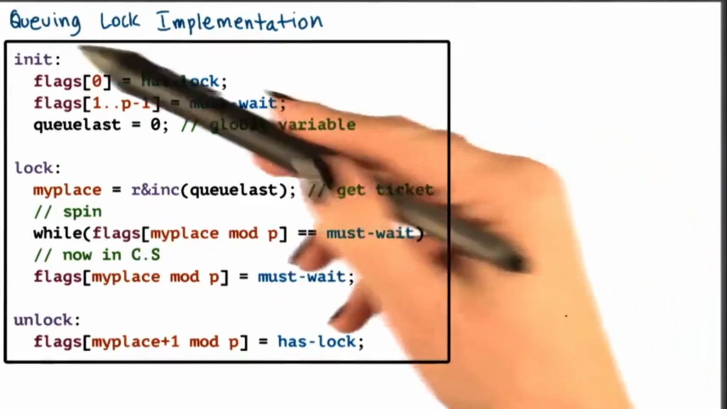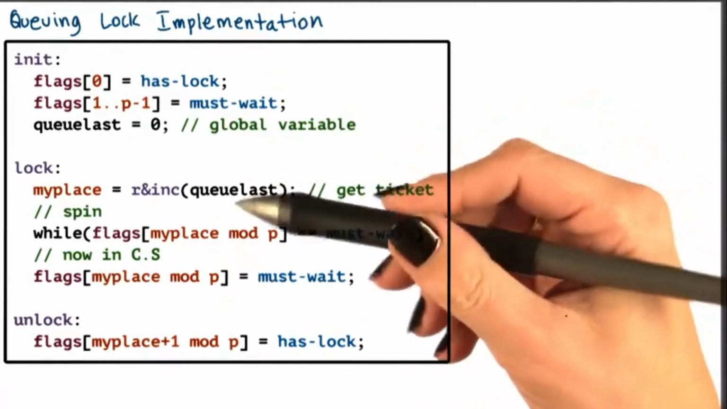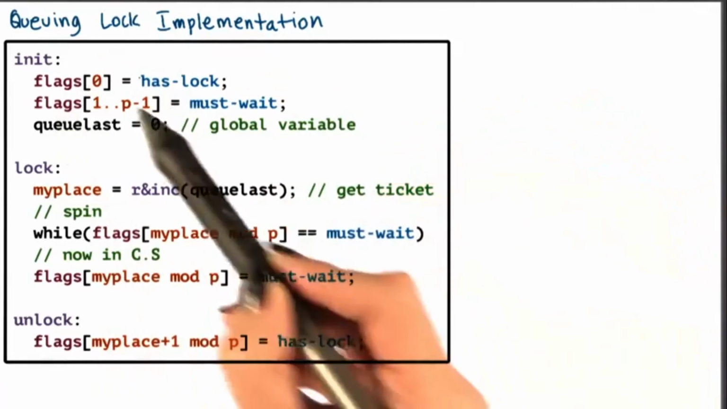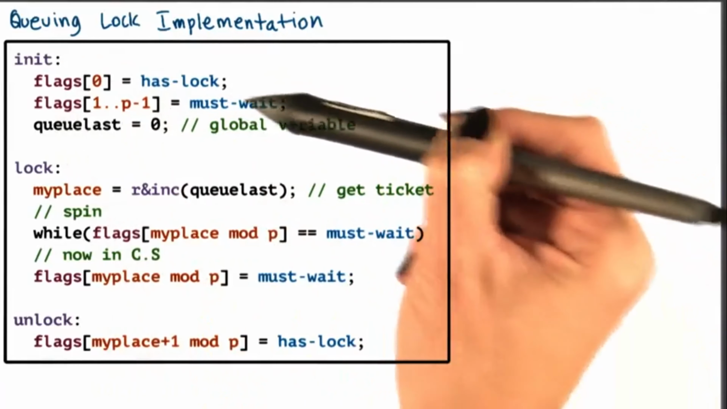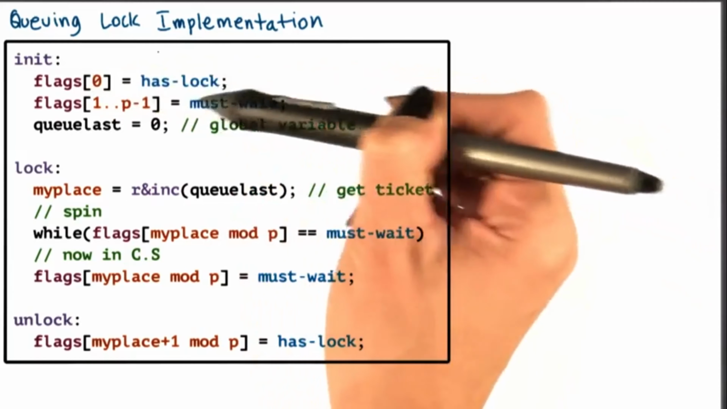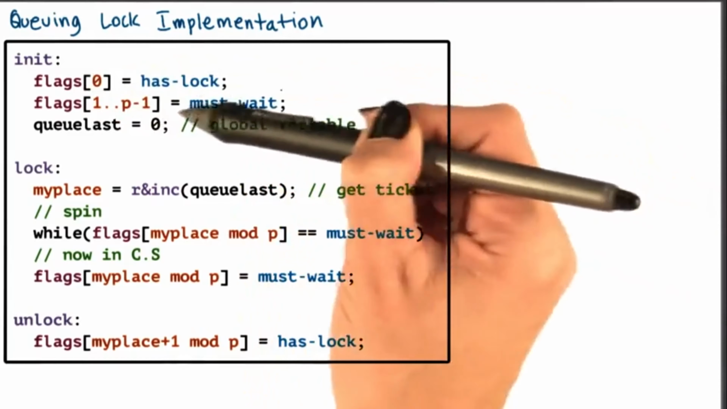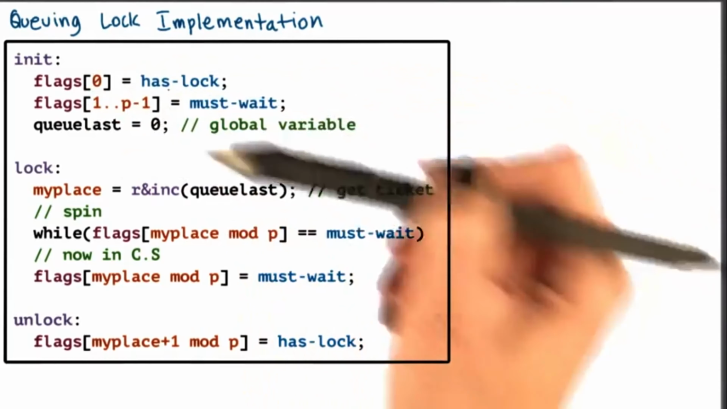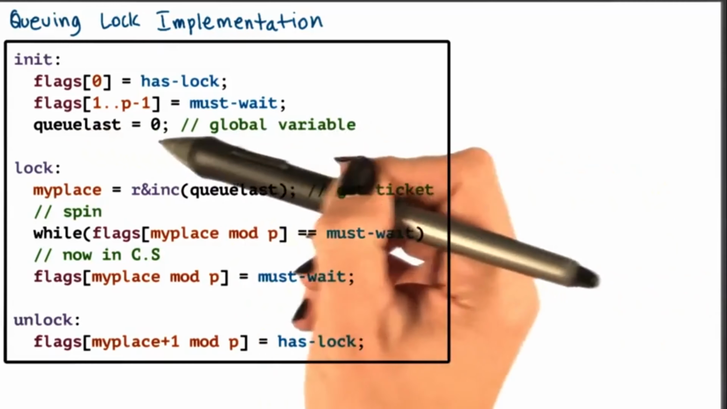Here is the implementation of the queuing lock, or the so-called Anderson lock. The lock is an array, and the array elements have values has lock or must wait. Initially, the first element of the array has the value has lock, and all the other elements have the value must wait. Also part of the lock structure is a global variable queue last.